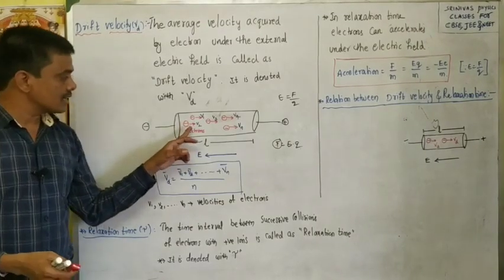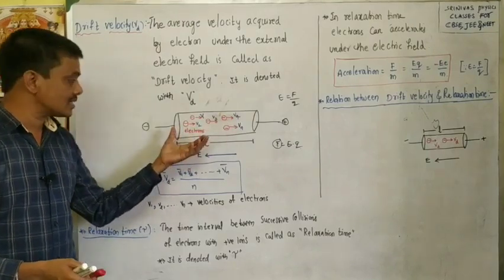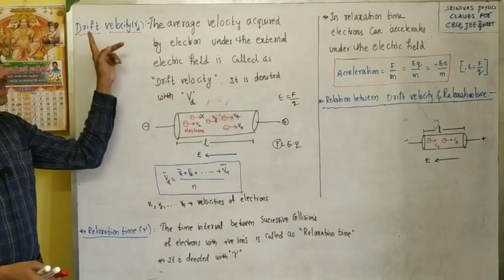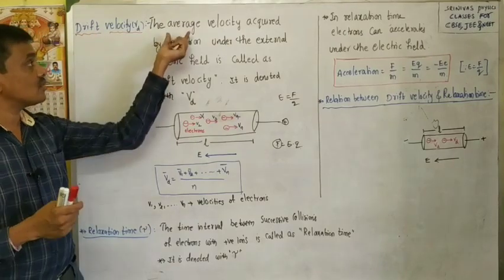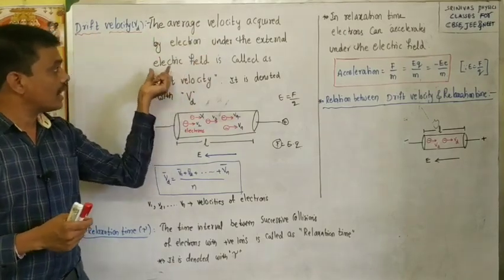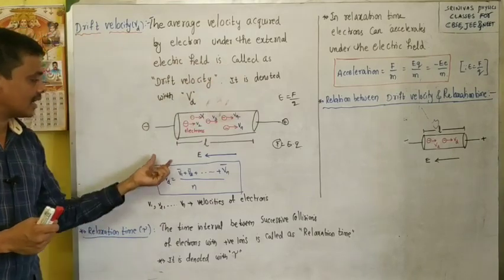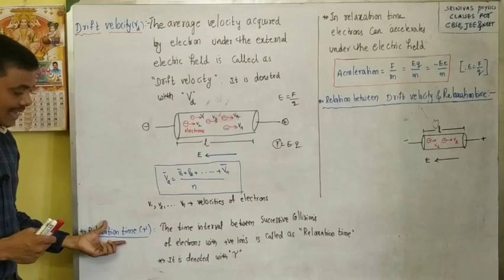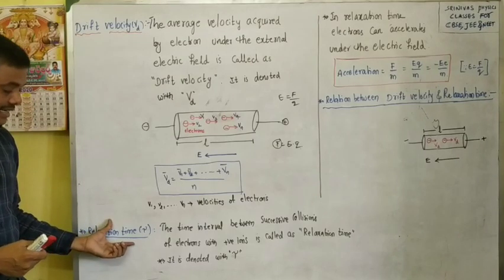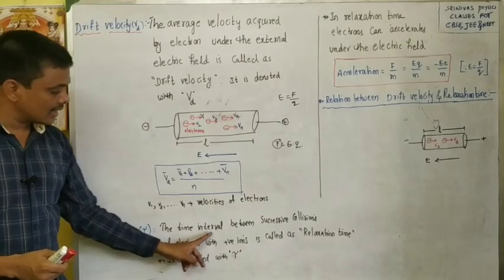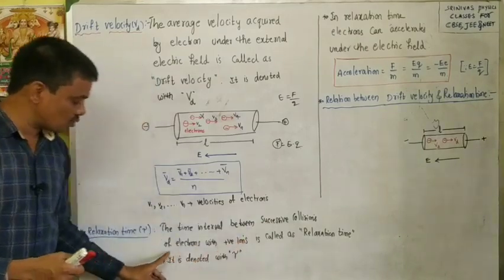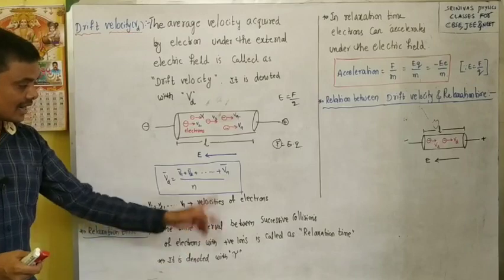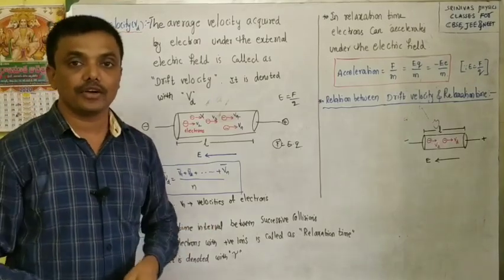In this moment, the electrons are acquiring some velocity and they are moving, and their average velocity is called drift velocity. Average velocity acquired by the electron under the external electric field is called drift velocity. And now the next topic is relaxation time. What is relaxation time? Relaxation time is the time interval between successive collisions of electrons with the positive ions.